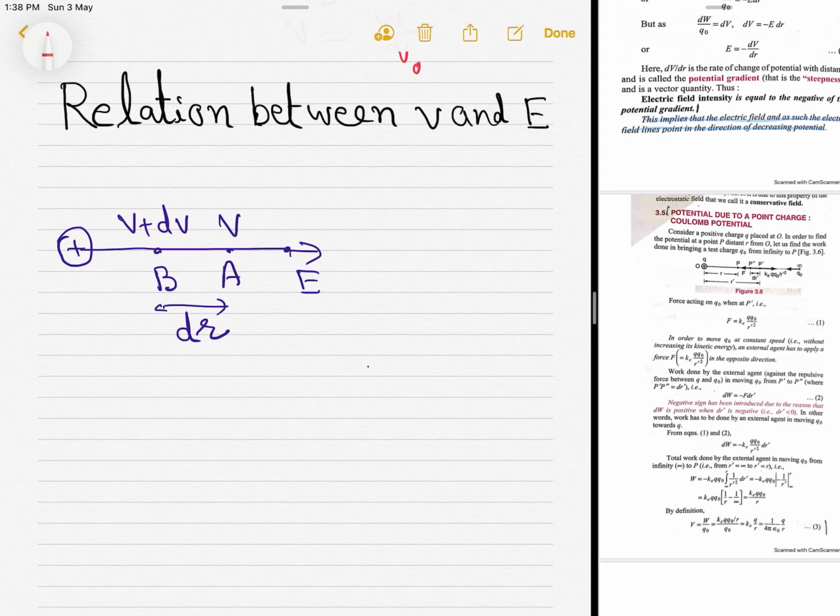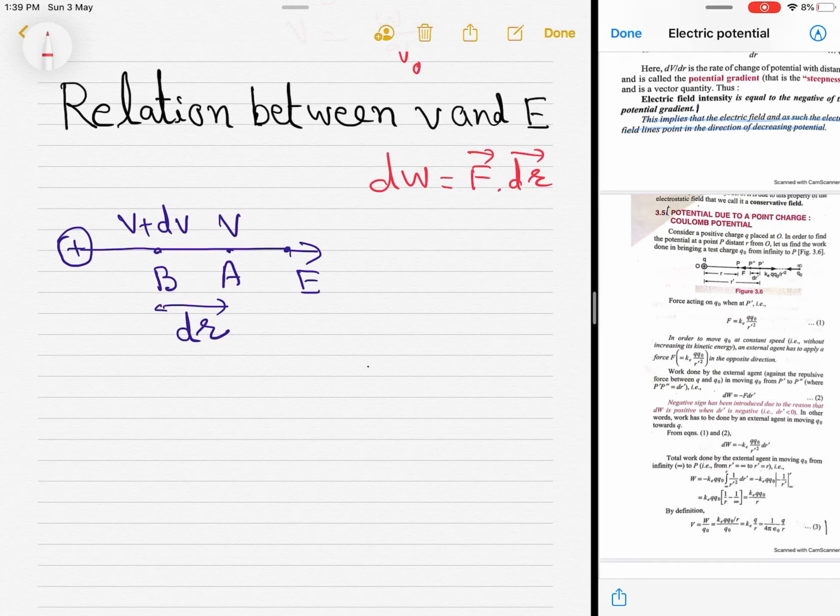So to find the work done, let a small work done first we will find, that is, we are bringing the Q naught charge from A to B. So dW is the dot product of force and displacement. Force and displacement are in opposite direction, so it will be minus F dr. Now put the value of F, it is Q naught E, charge multiplied by electric field, and it is dr. So dW by Q naught will be minus E dr.